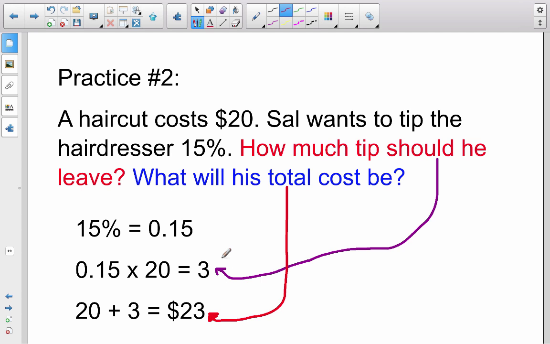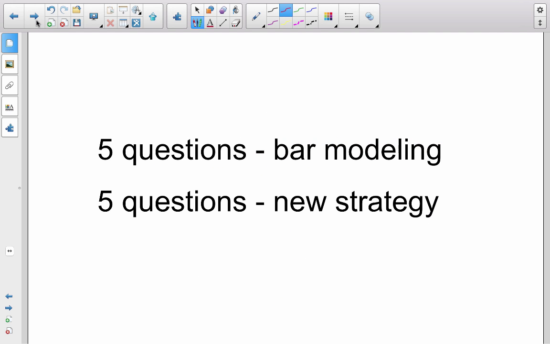So what I'm going to ask you to do is, keeping that in mind and using that as your sample, from the 10 questions that are on the paper, which we already did 2 of, you're going to complete 5 of them in the method that we've been using all week with your bar modeling and your expressions. And then I'd like you to try 5 of them using this new strategy. And when you are ready, go ahead and press play, and the answers will be displayed so you can check your own work.